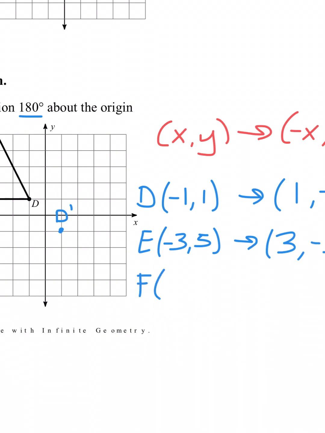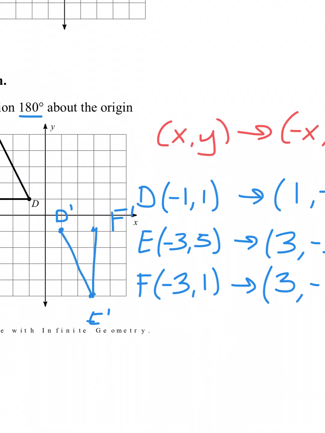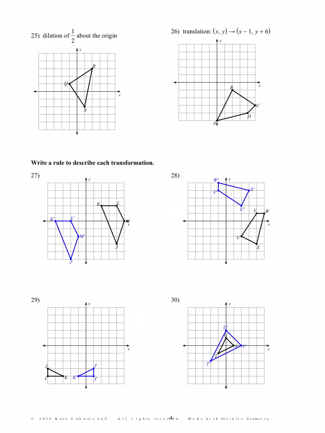Okay, last one, F. What are the coordinates to F? Negative 3, 1. What's the opposite of negative 3? 3. What's the opposite of 1? Negative 1. I got off on graphing a little bit. Okay, should it be the same shape? Yes. To help you, how many quadrants is it supposed to move if it's 180? 2. Did it move 2? Yes. Okay.